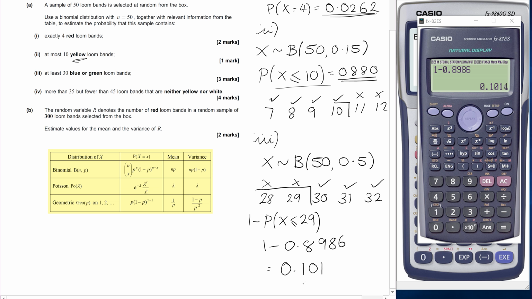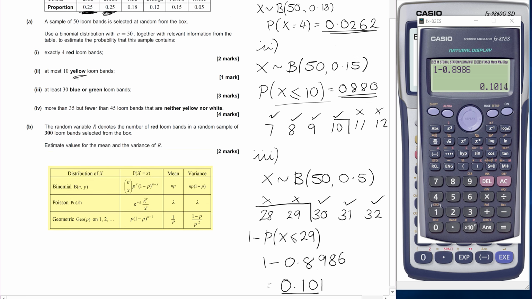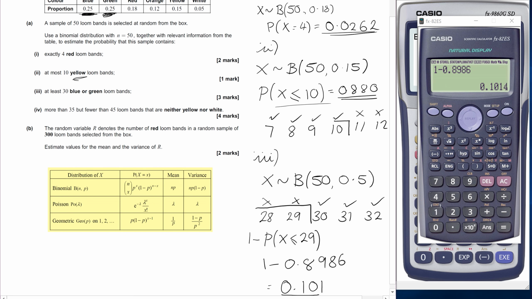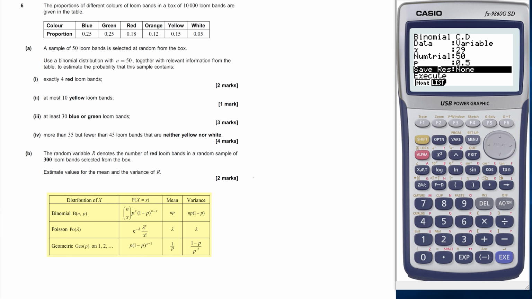0.101. And again, as I have been, just to 3 significant figures, my final answer there. So that was worth 3 marks. I'm just going to remove the workings to give us a bit more space before we have a look at part 4. So on to part 4.